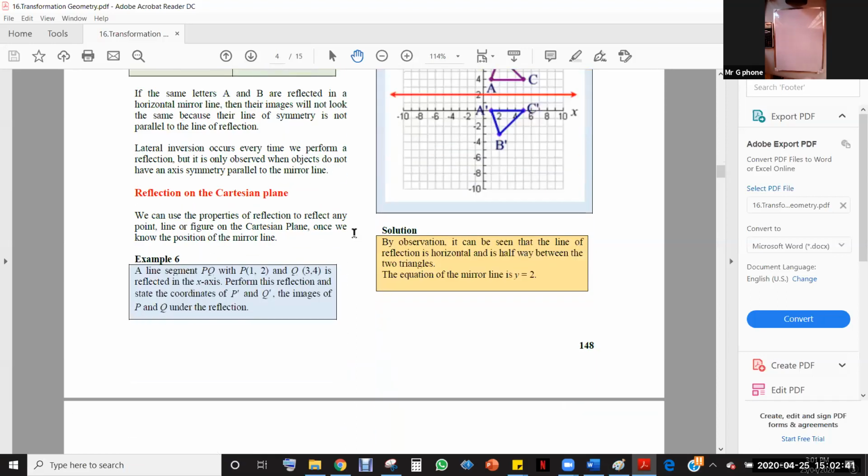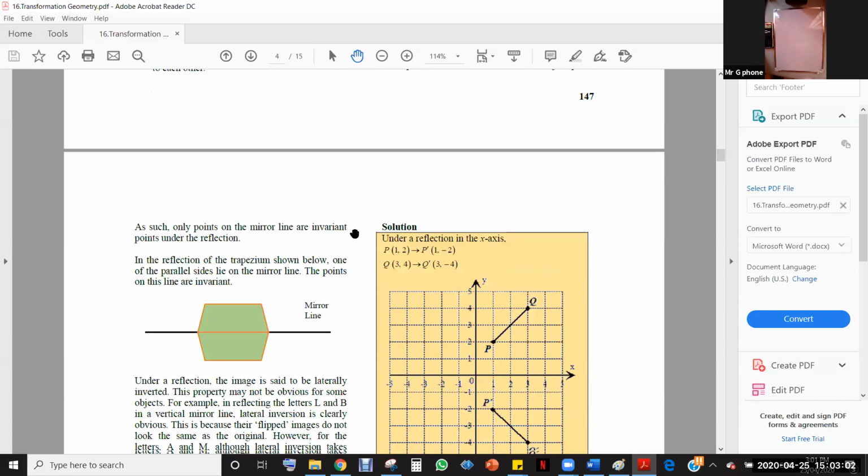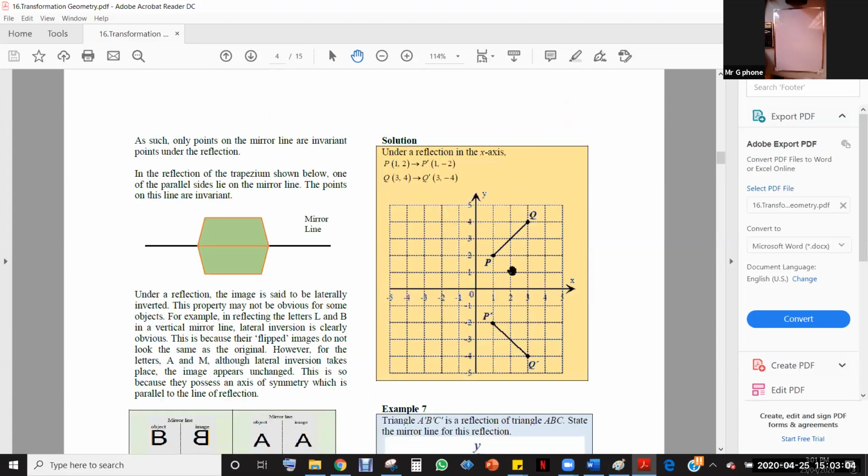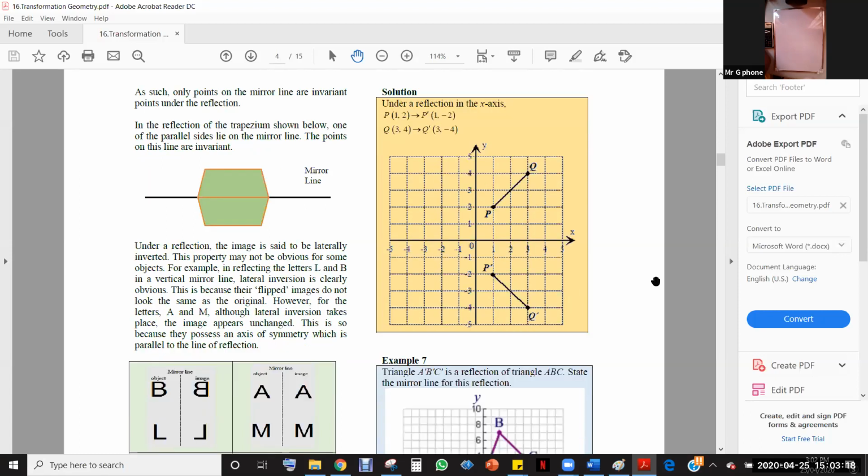So let's see here. A line segment PQ with P (1, 2) and Q (3, 4) is reflected on the x-axis. Perform this reflection and state the coordinates of P1, Q1, which are the images of P and Q under the reflection. So here we have P, which is (1, 2): 1 on the x-axis, 2 on the y-axis. That's P here. And then Q is (3, 4). So as you can see, (3, 4).